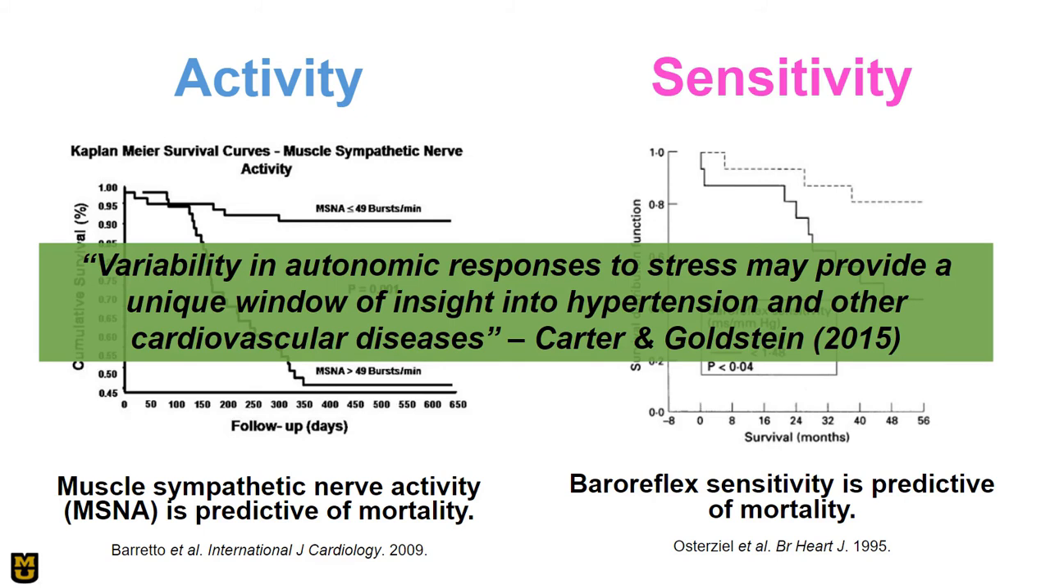And although I don't have a figure for reactivity, the story is quite the same. And this is from a review from Jason Carter and David Goldstein in Comprehensive Physiology just in 2015. And what they see here is that the variability in the autonomic responses to stress, so what I'm calling reactivity, could provide a unique window of insight into hypertension and other cardiovascular diseases. So with that, if you haven't noticed yet, I'm a cardiovascular physiologist. So when I'm thinking about autonomic nervous system activity, sensitivity, or reactivity, I'm going to be focused primarily on how the autonomic nervous system modulates cardiovascular function.